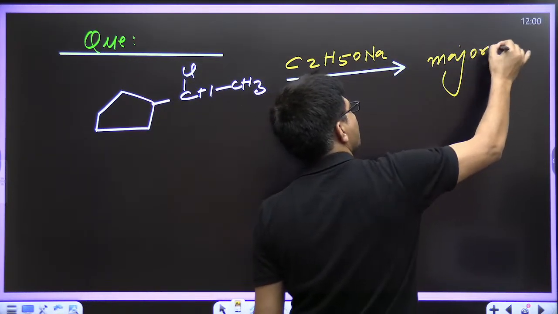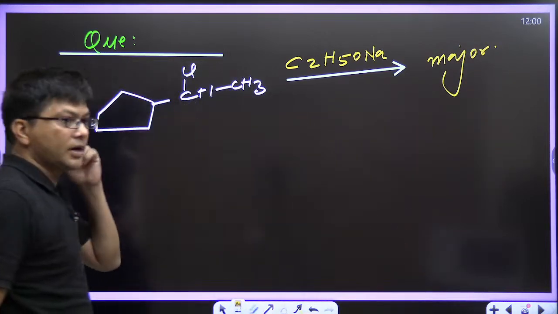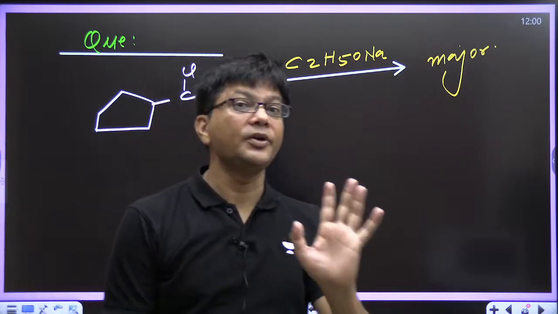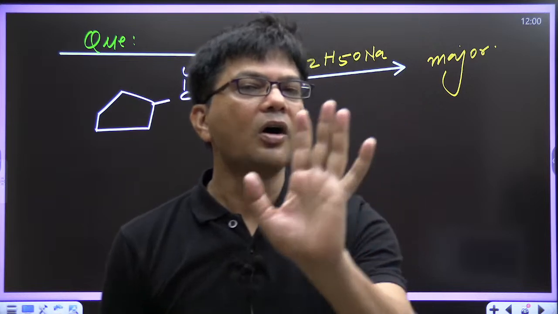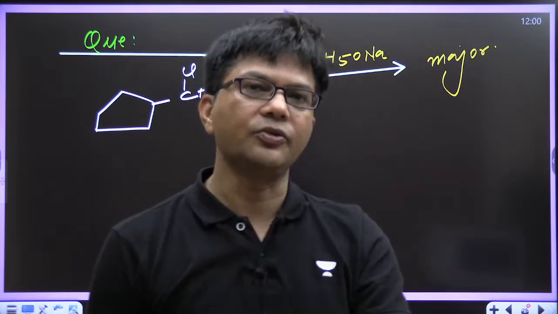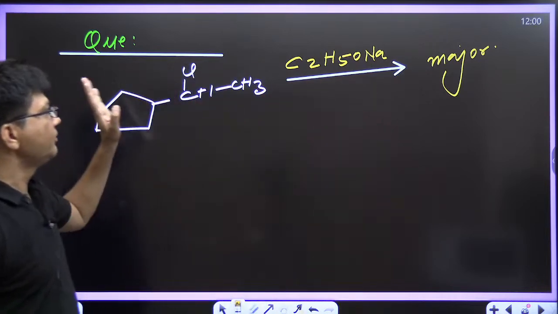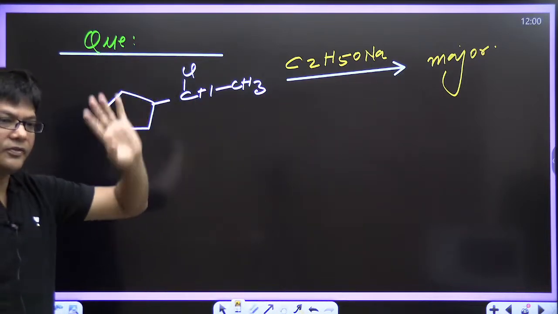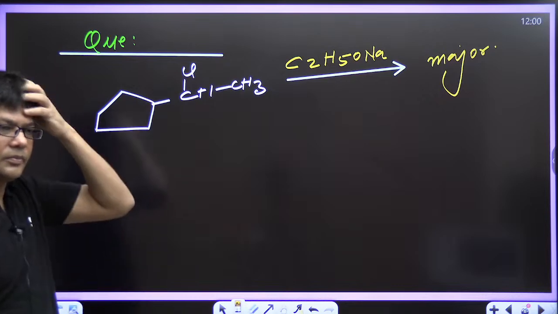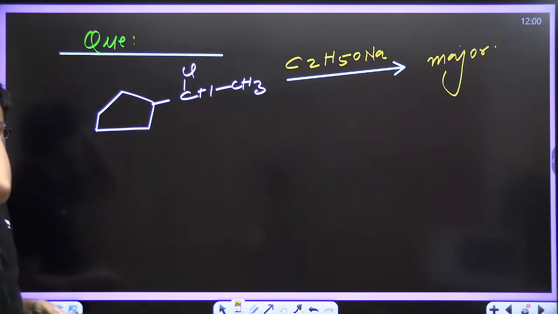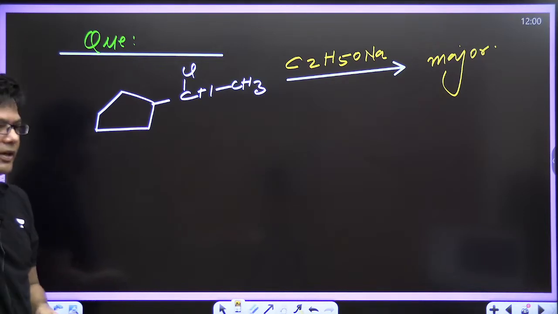Now do let me know, kids, how many membered ring will be there in the major product? Will the major product be of a 5-membered ring or a 6-membered ring? Just let me know, will the major product have a ring of 5 carbons or 6 carbons? Kids, everyone do let me know.